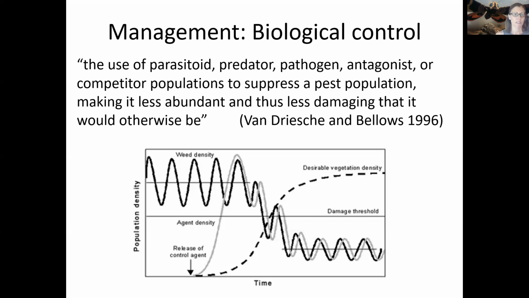But one of the reasons that we would hypothesize that biological control would be effective is because enemy release is happening, right? So if part of why an invasive species is successful is because they're released from the native specialist predators, then reintroducing one of those should be effective at reducing the overall population.